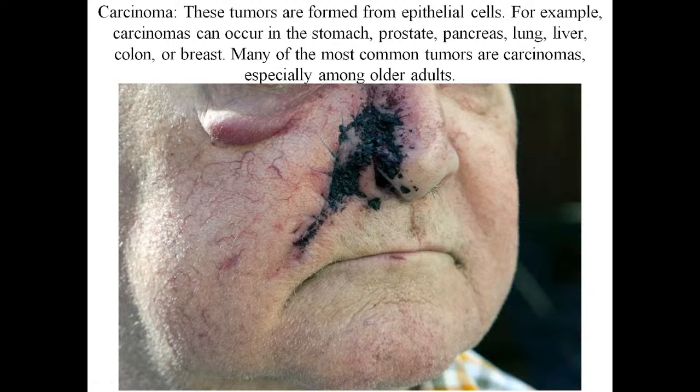Carcinoma. These tumors are formed from epithelial cells. For example, carcinomas can occur in the stomach, prostate, pancreas, lung, liver, colon, and breast. Many of the most common tumors are carcinomas, especially among older adults.